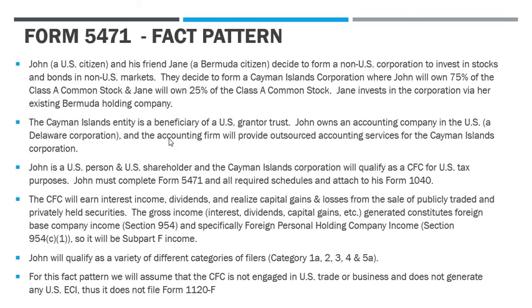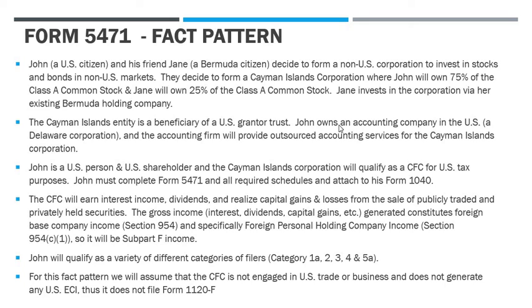Okay. Now, in addition to this, there are some extra facts that will be relevant when we do the return. The Cayman Islands entity is going to be the beneficiary of a U.S. grantor trust, right? So U.S. grantor trusts are effectively disregarded in that the income and expense just pass through directly to the grantor. In this case, the Cayman Islands entity is the grantor and the beneficiary.